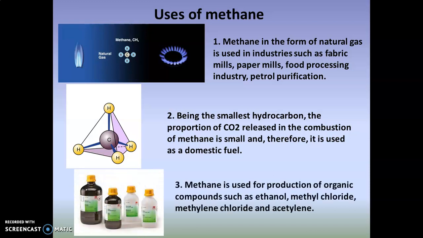Then it is also used for the production of other organic compounds such as ethanol, methyl chloride, methylene chloride and acetylene. All these are other organic compounds which are used for various chemical reactions. So methane, the first member, is very important. It gives a clean fuel and it is used in the production of various other organic compounds.